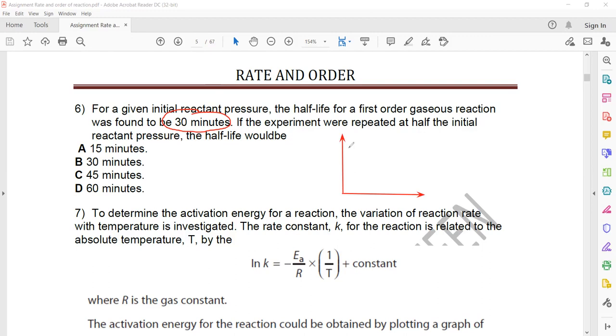So even if, for example, first we use 100 moles, now we are using 50 moles. If 100 moles took, say, 5 minutes to convert into products, then 50 moles will also take 5 minutes to convert into the product. So the half-life for a first order reaction is constant, it does not change. That's why B will be the right answer. Is it clear? Yes, sir.